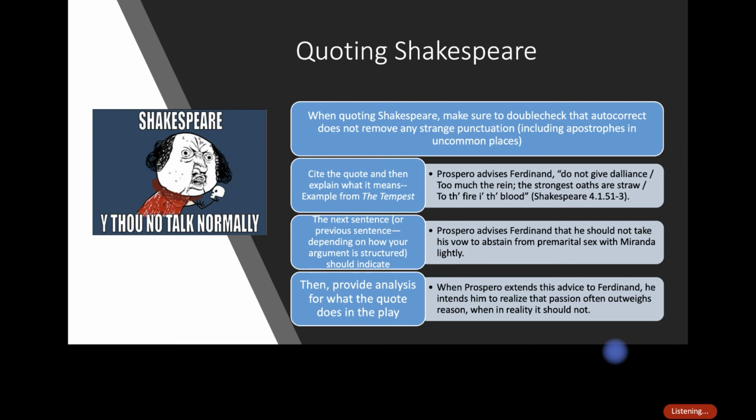That's especially important when we're writing about Shakespeare. So if you decide to write about it for your essay or when you're writing your discussion posts, make sure to explain how you interpreted the language. And then provide analysis for what that quote does in the play, right? So when Prospero extends his advice to Ferdinand, he intends for him to realize that passion often outweighs reason, when in reality it should not, right? That is my particular interpretation of what that phrase suggests. Okay, so you want to make sure you have all three of those things anytime you're writing about Shakespeare.